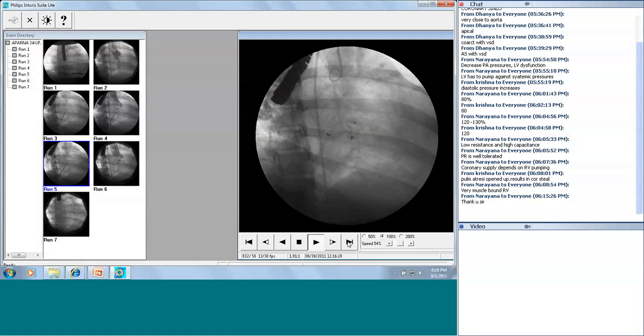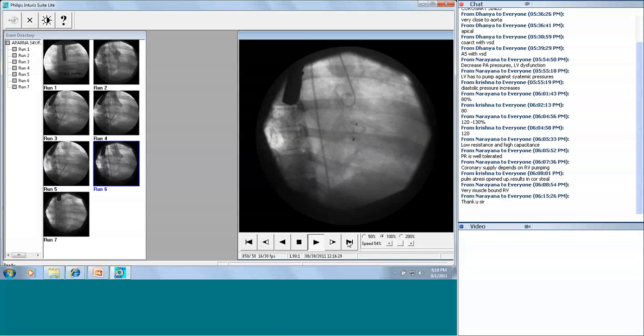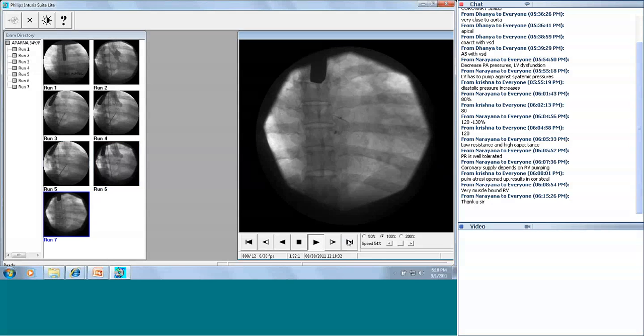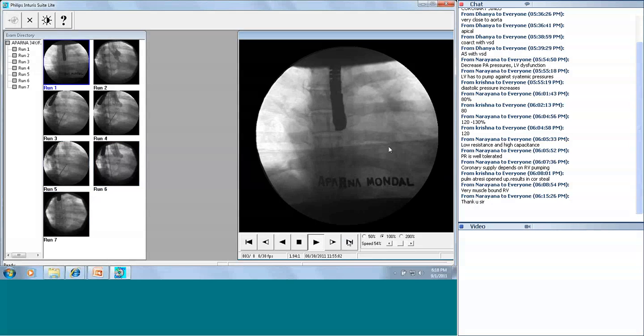So this was the releasing of the device, and then post device angio, which shows a little bit of intra-device leaks which settle off by evening. Yeah, that was the case.